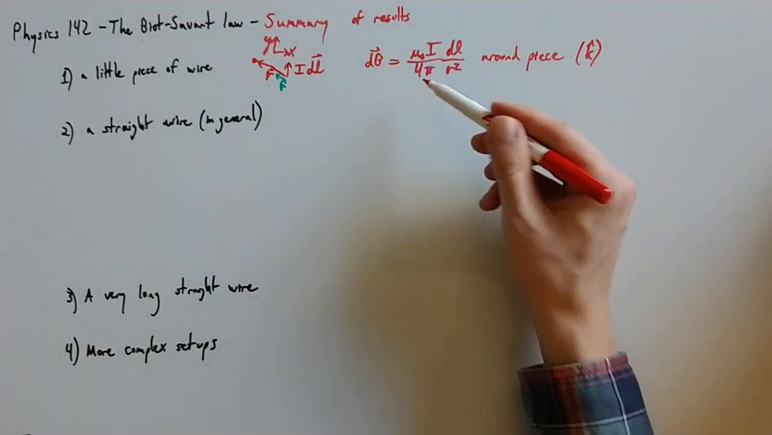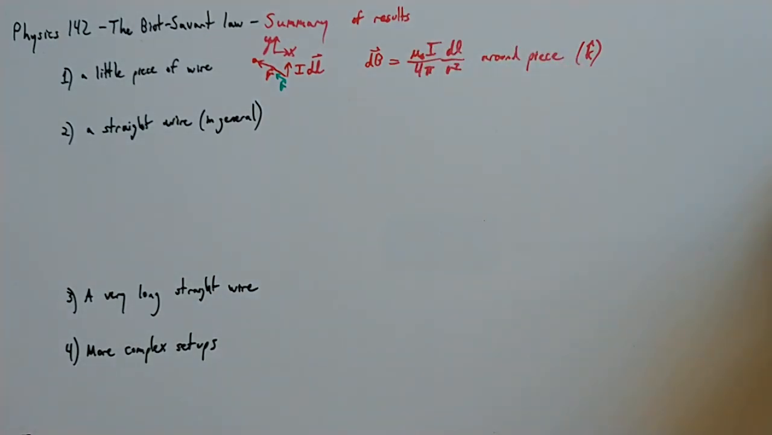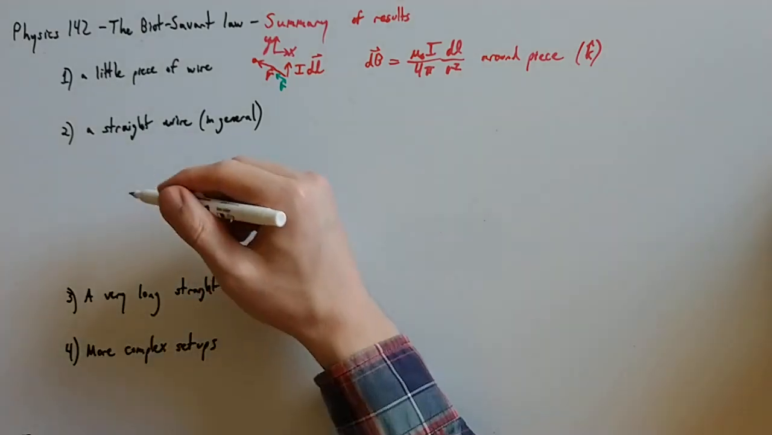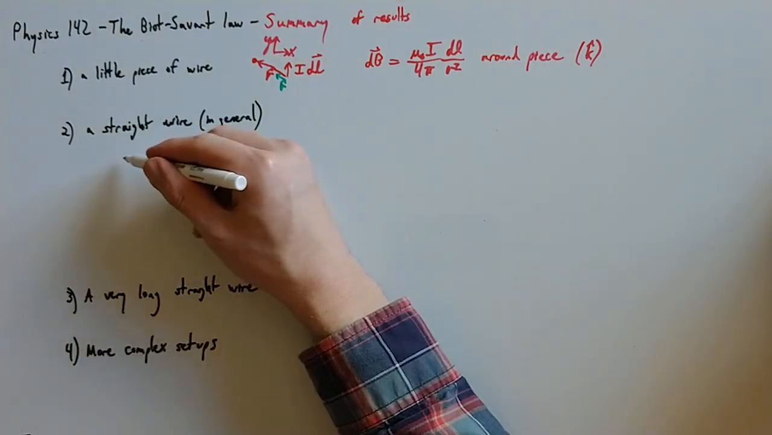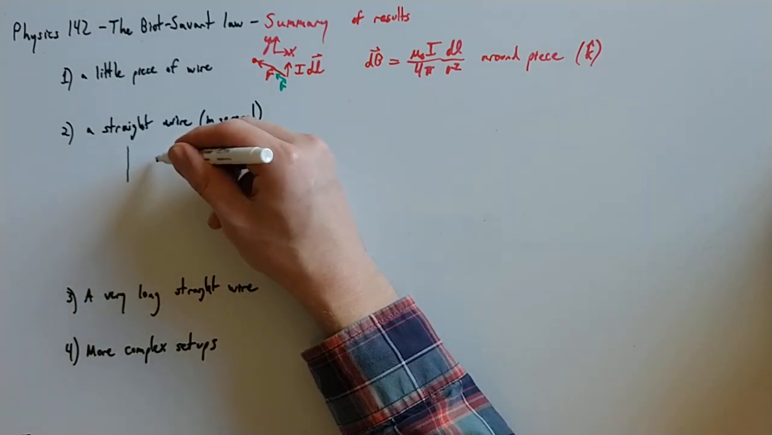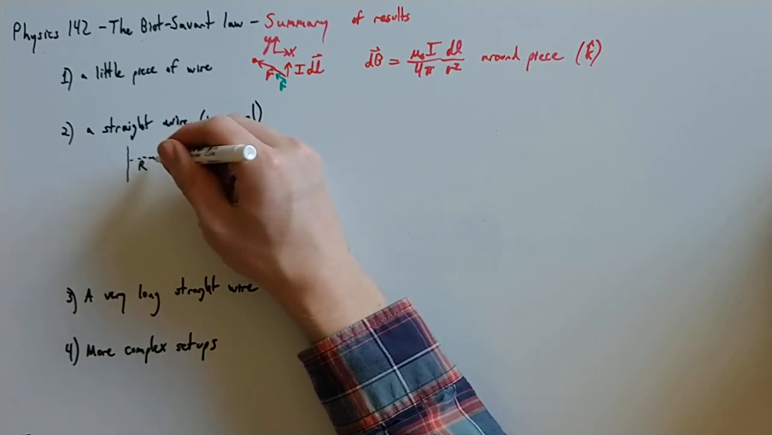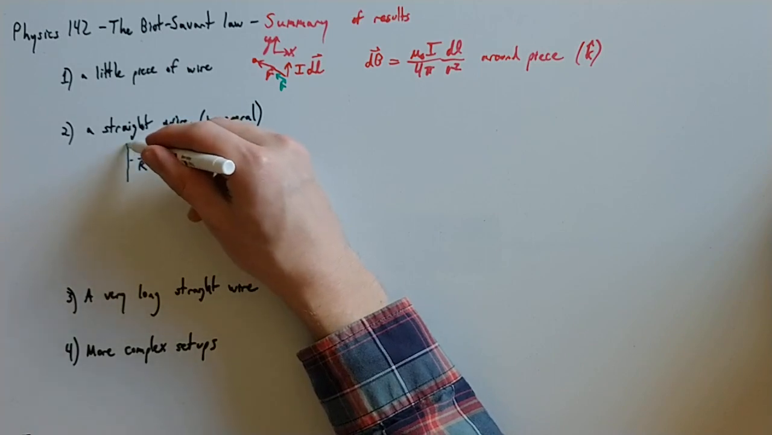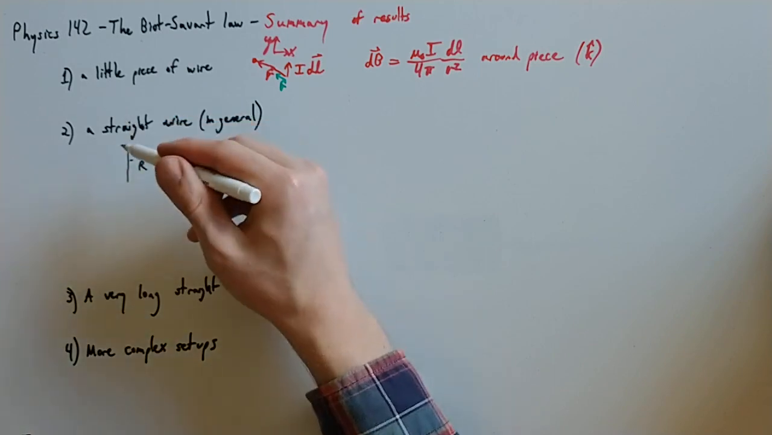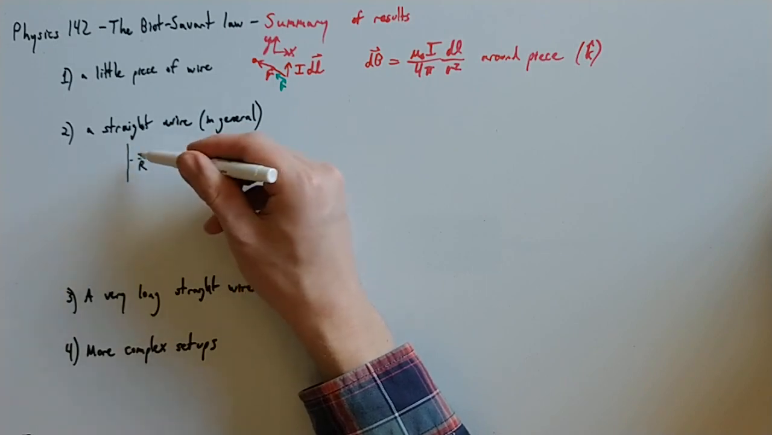Now, if we have many little pieces, of course, we want to integrate. We want to add up all of those little pieces of wire. And so we did a bunch of examples of this. One of the examples that we did was a straight wire, where we considered a spot that was a distance big R away from that wire. In the example that we did, we had a nice symmetric case. We went a distance A above the spot, and a distance minus A below the spot.